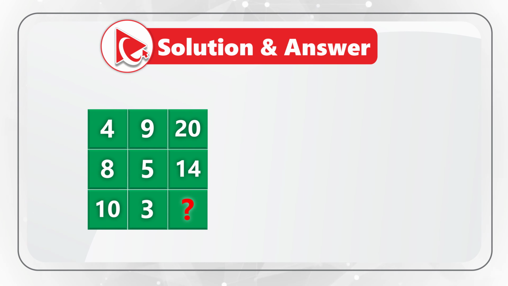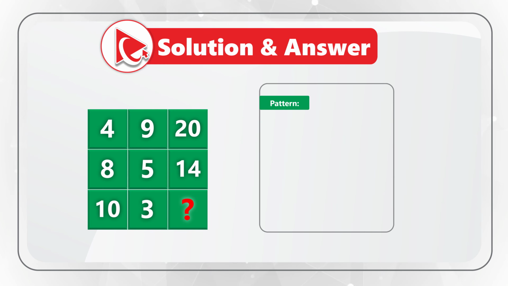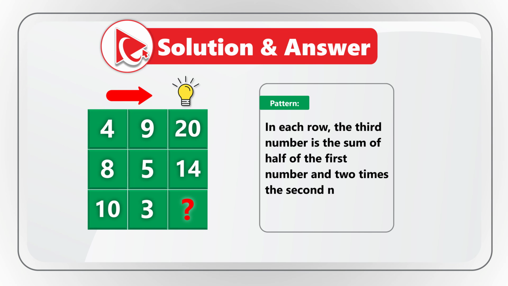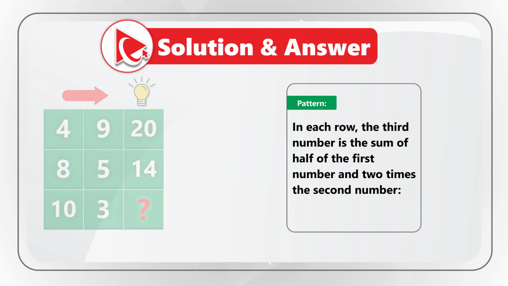And the pattern here is that the manipulation with the left and the middle number calculate right column's number. Basically, in each row, the third number is the sum of half of the first number and 2 times the second number. Let's look at the specific calculations.